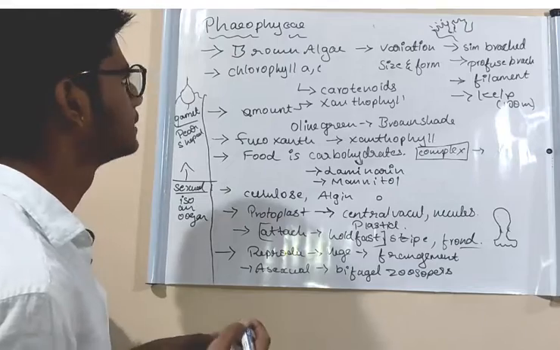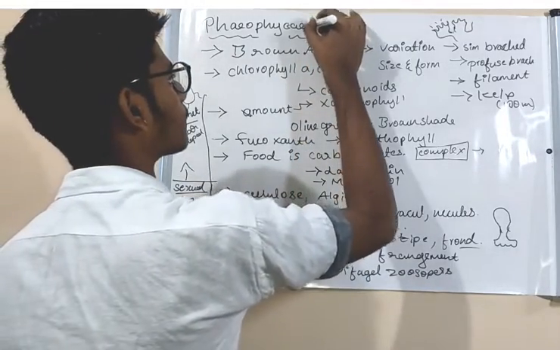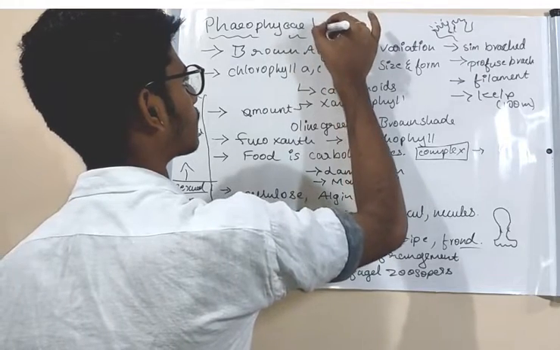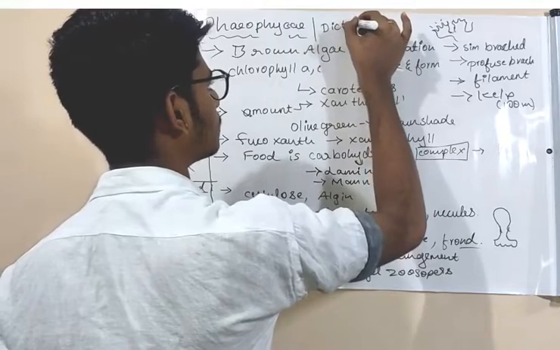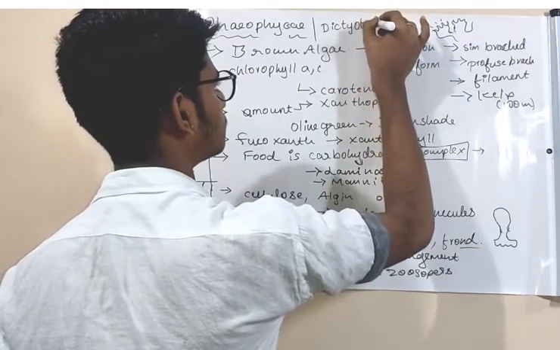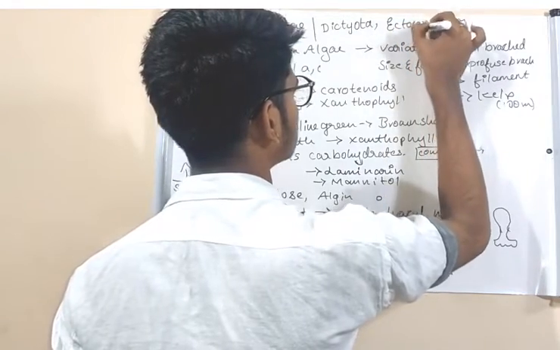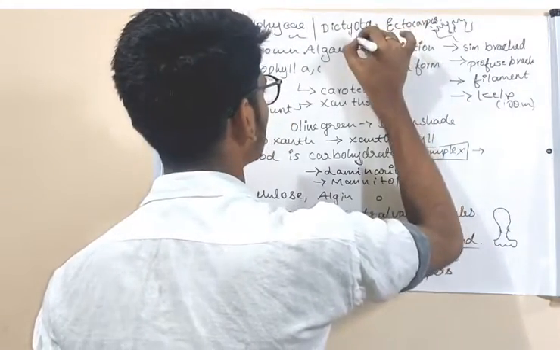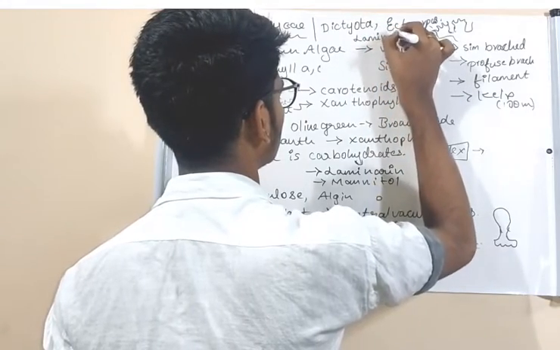And the examples for this are Dictyota, Ectocarpus, Laminaria.